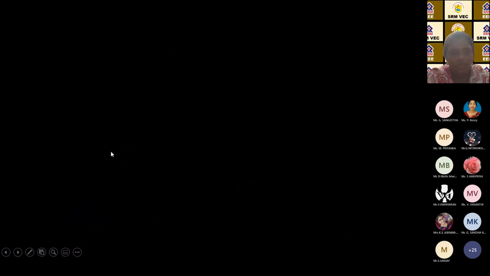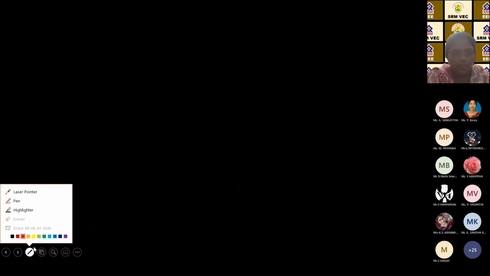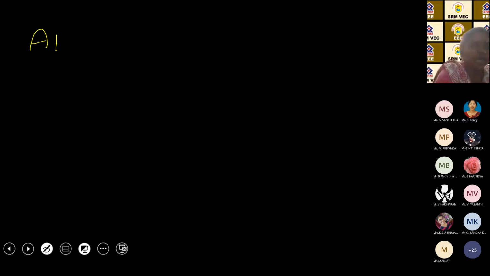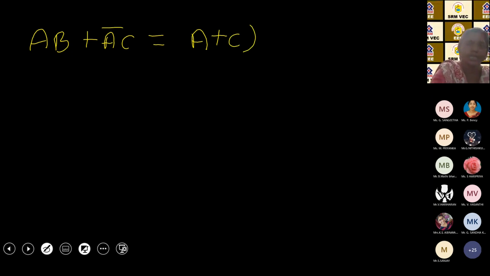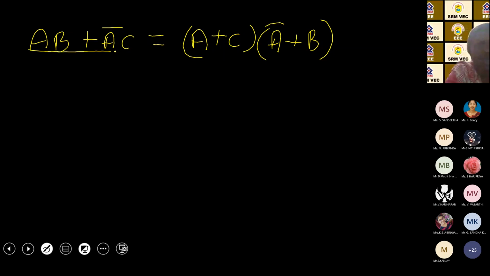Is the screen visible, students? Yes, ma'am. So I'll write this equation: AB plus A bar C equals (A plus C) into (A bar plus B). Now we should see whether they are the same or not. First I'll take this side. I'll write A, B, C, then AB, A bar C, then the final output Y.